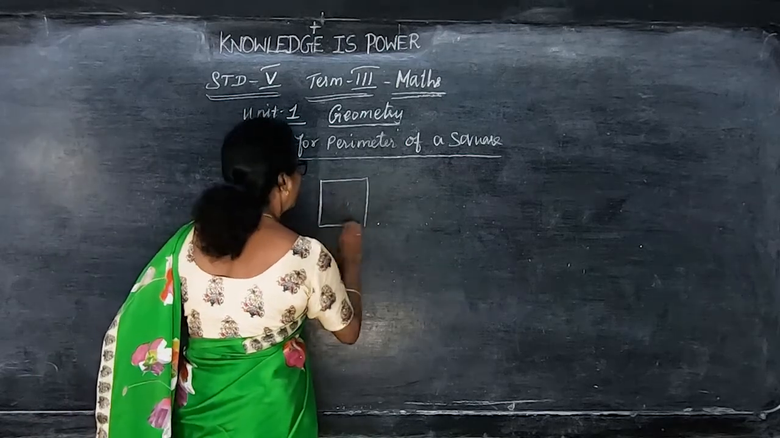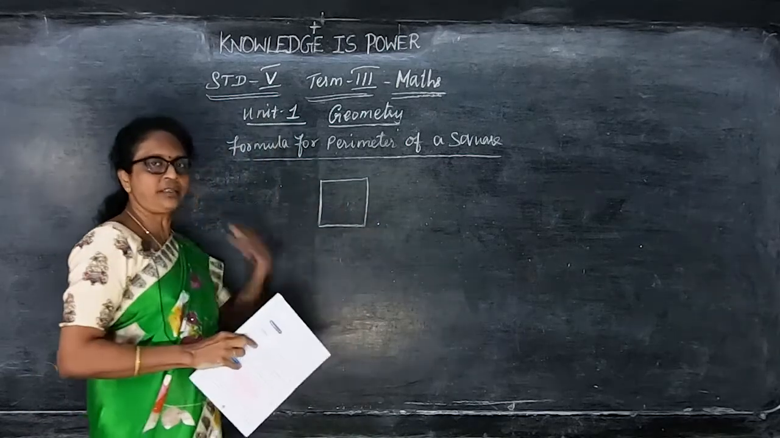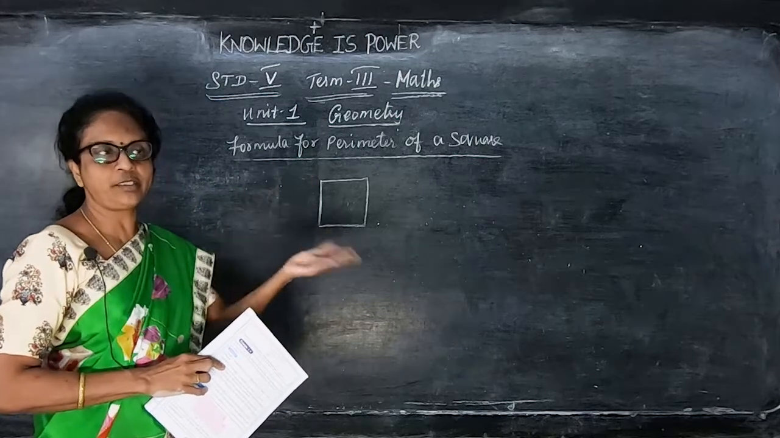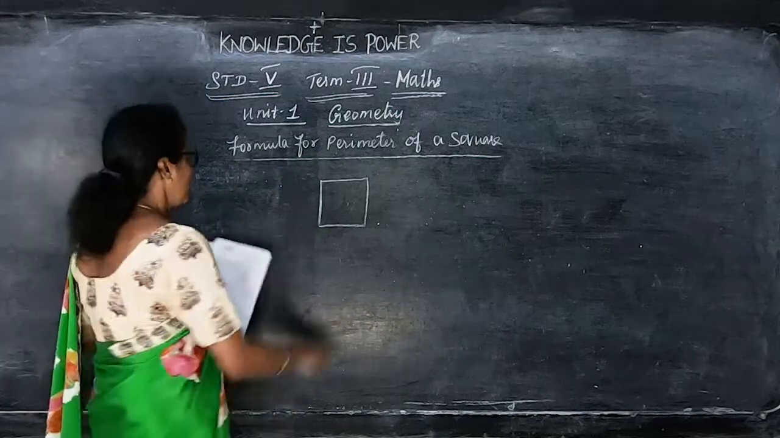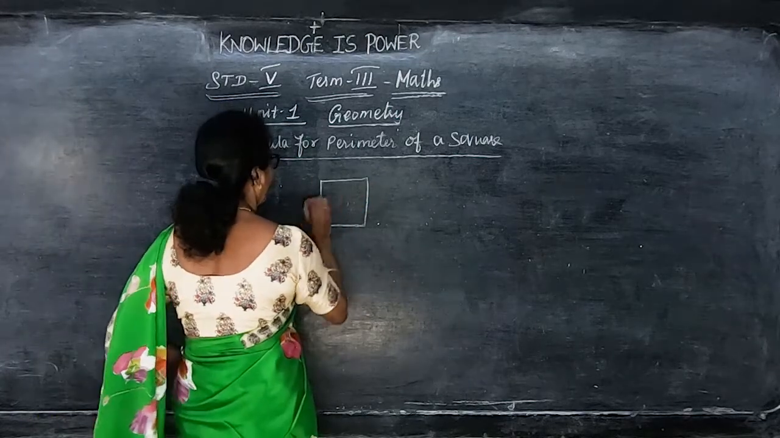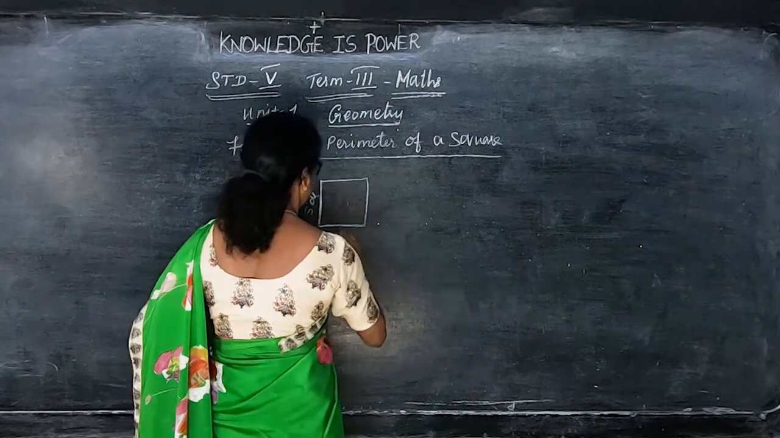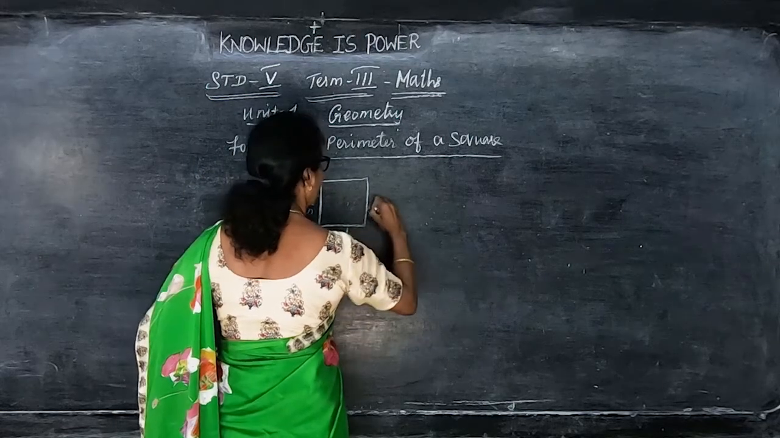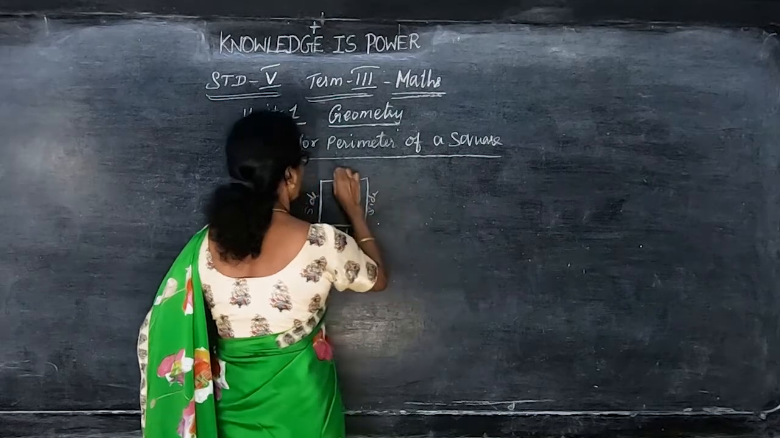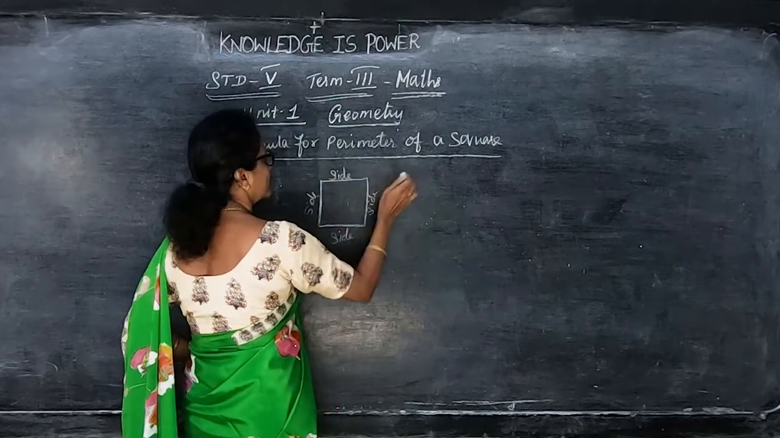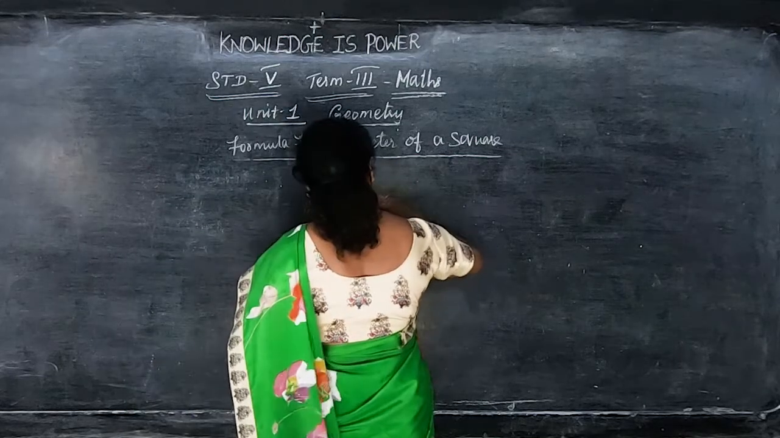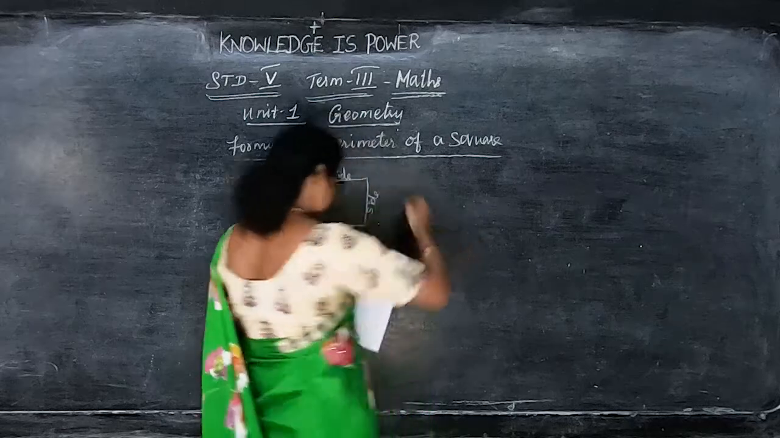Square means all the four sides are equal. In a rectangle, only opposite sides are equal. But in a square, all the four sides are equal. This is the side and this is the side. All the four sides will be the same only. And this is also the side. So this is the square.